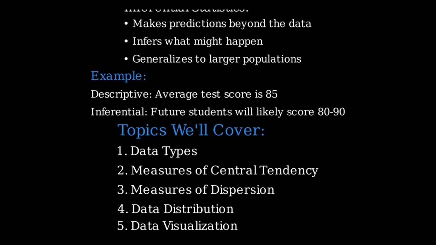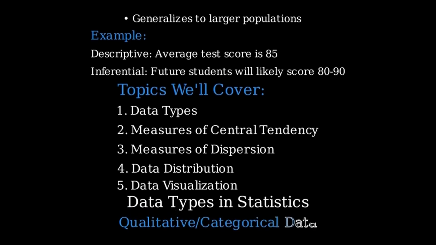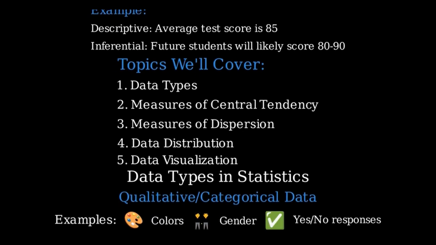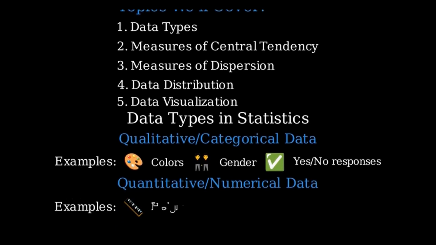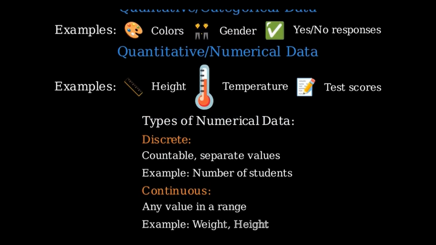In statistics, data can be classified into different types, which determines how we analyze it. We have qualitative or categorical data, which represents qualities or characteristics. Examples include colors, gender, or yes/no responses. On the other hand, quantitative or numerical data represents quantities that can be measured. Examples include height, temperature, or test scores. Numerical data can be further divided into discrete data, which involves distinct, separate values, like the number of students in a class, and continuous data, which can take any value within a range, such as weight or height.